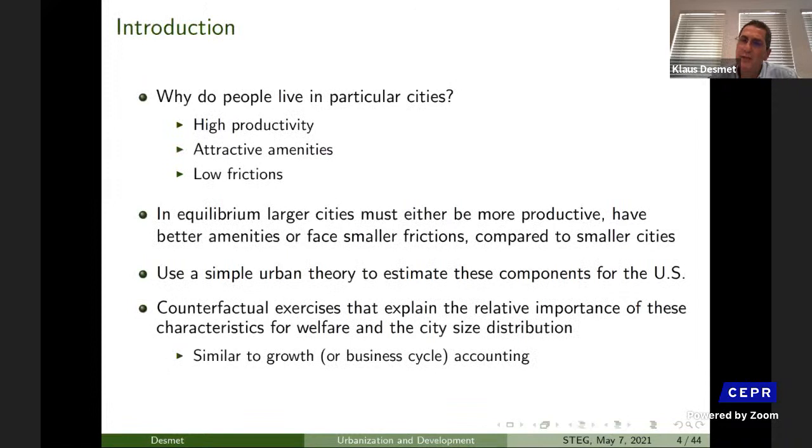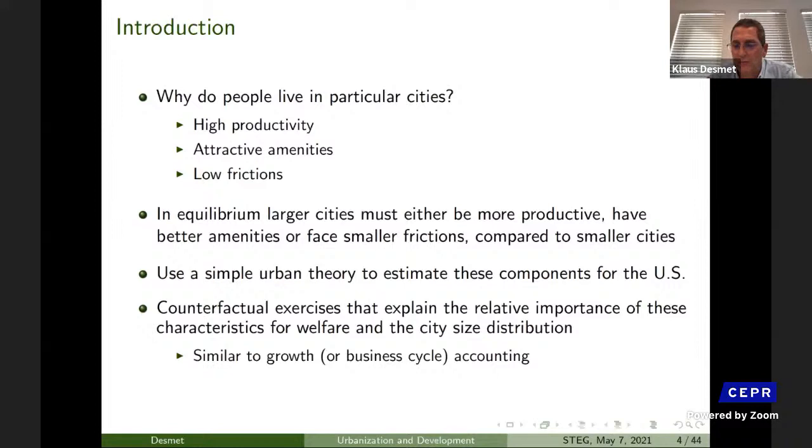As I told you in the beginning, we will be looking at three determinants of what makes a city an attractive place to live. One determinant could simply be that the location has a high level of productivity. So I can move to a city, be highly productive, earn a decent wage, and that makes the city attractive. A second reason could be attractive amenities. People don't only live in cities for productive purposes, they also live in cities for consumption purposes. In fact, it's something that Doug has written about, and hopefully we will get to talk about some of his work as well.